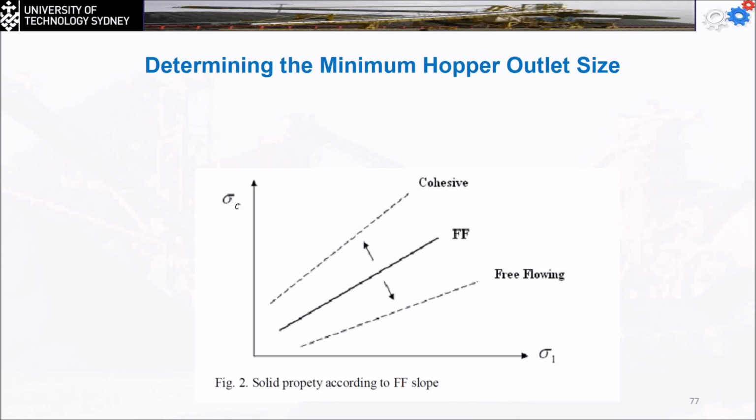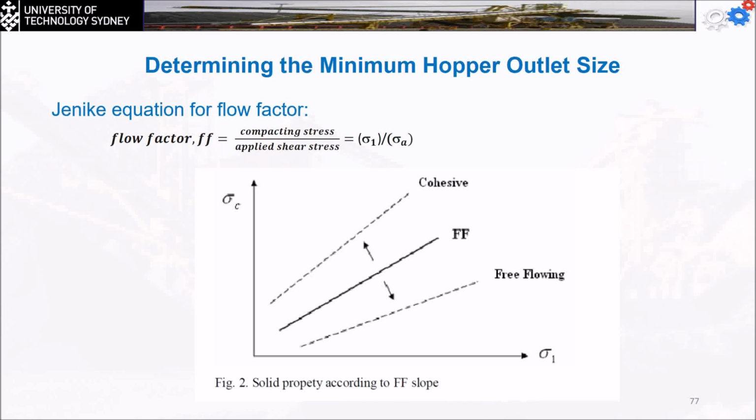The material is going to be hardened if the value of the FF is going to be less than 1. It's very cohesive if less than 2, cohesive if less than 4, easy flowing if less than 10, and free flowing is going to be more than 10.